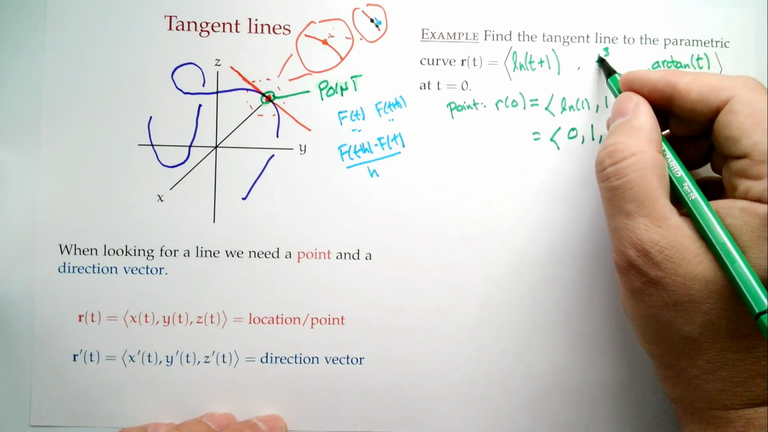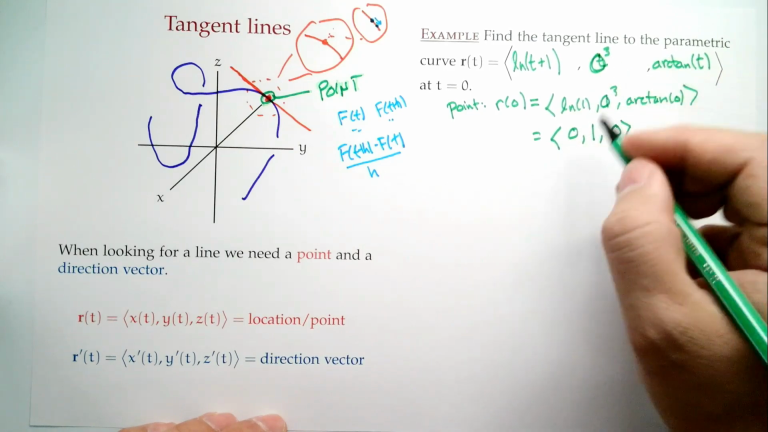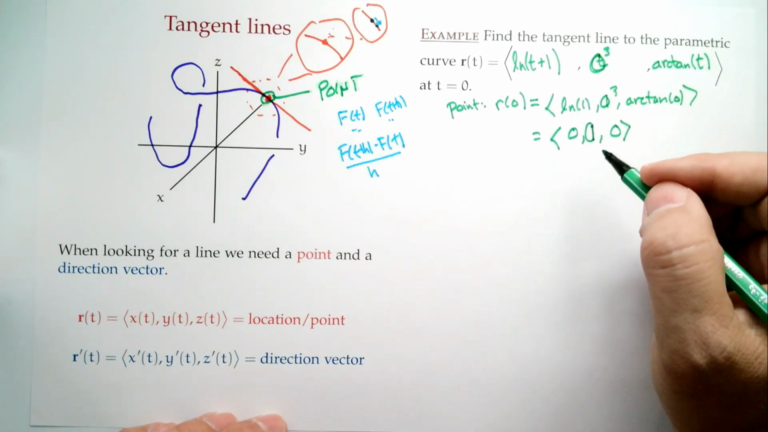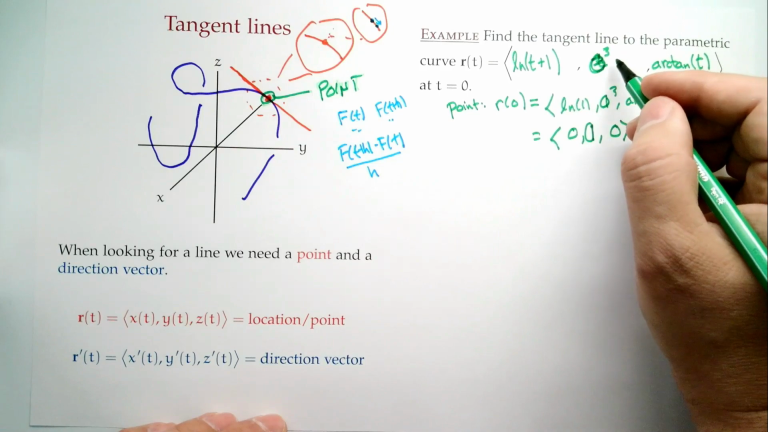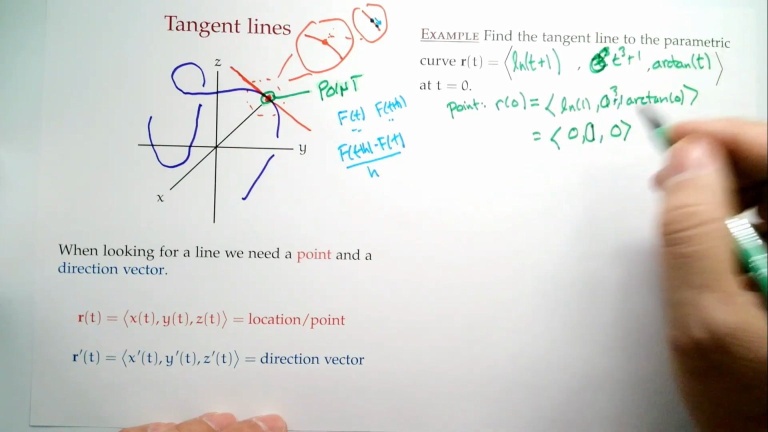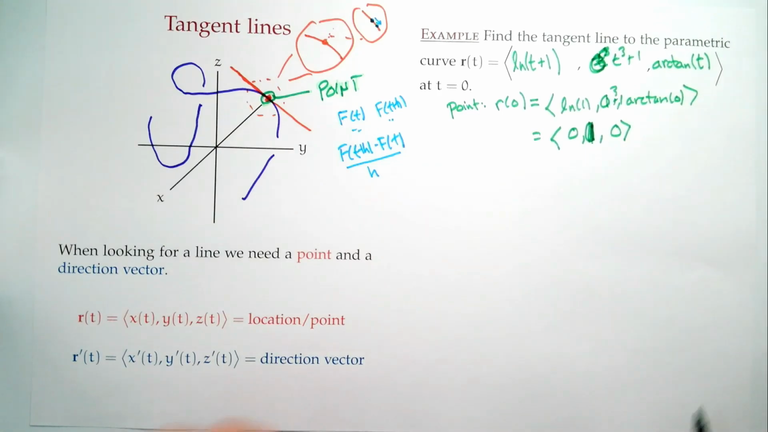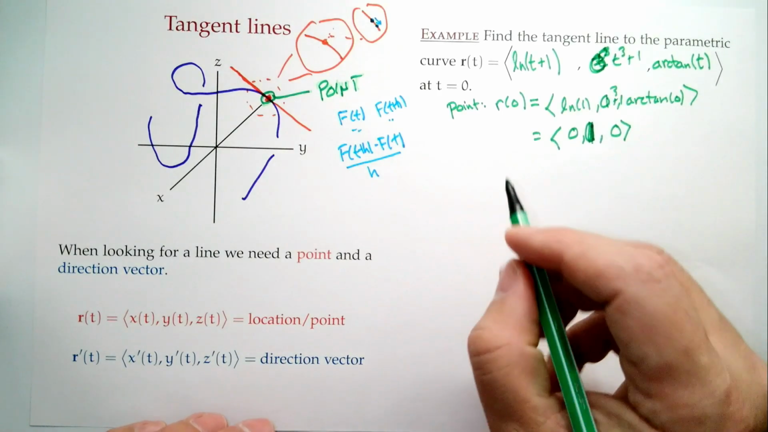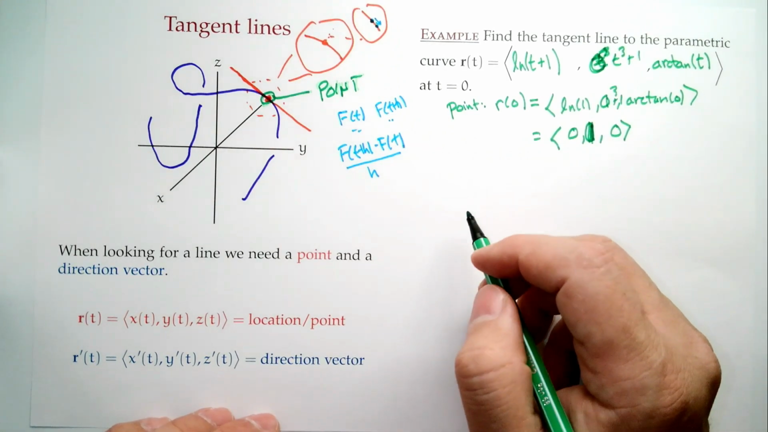Oh, it is 0 cubed. I am sorry, we have such a boring thing here. Let's change it to t cubed plus 1. Okay, 0 cubed plus 1 is 1. All right, thank you. What comes next?